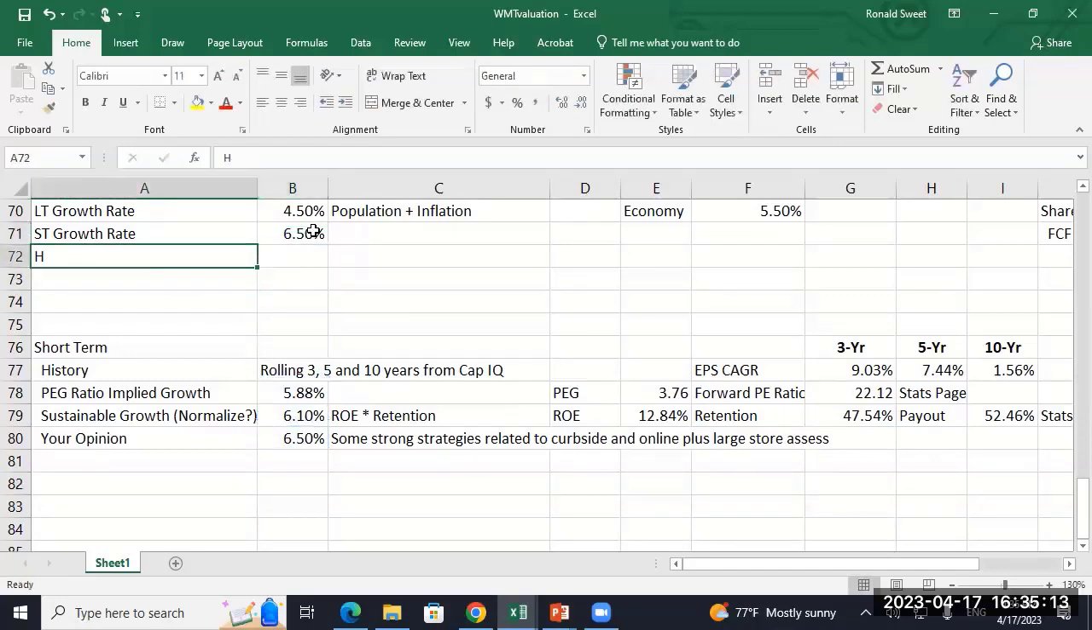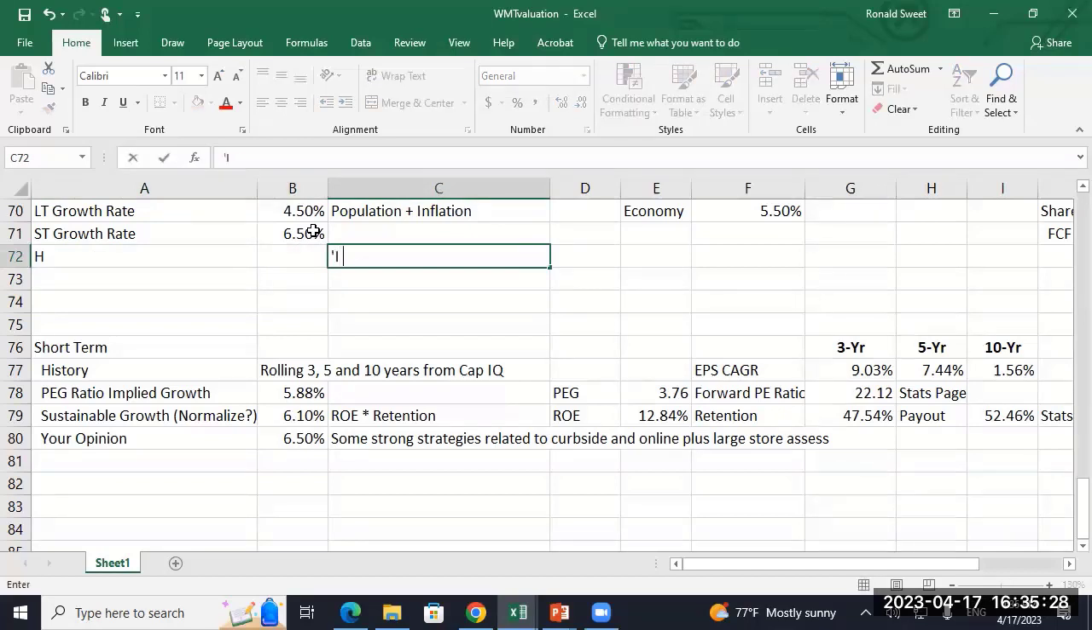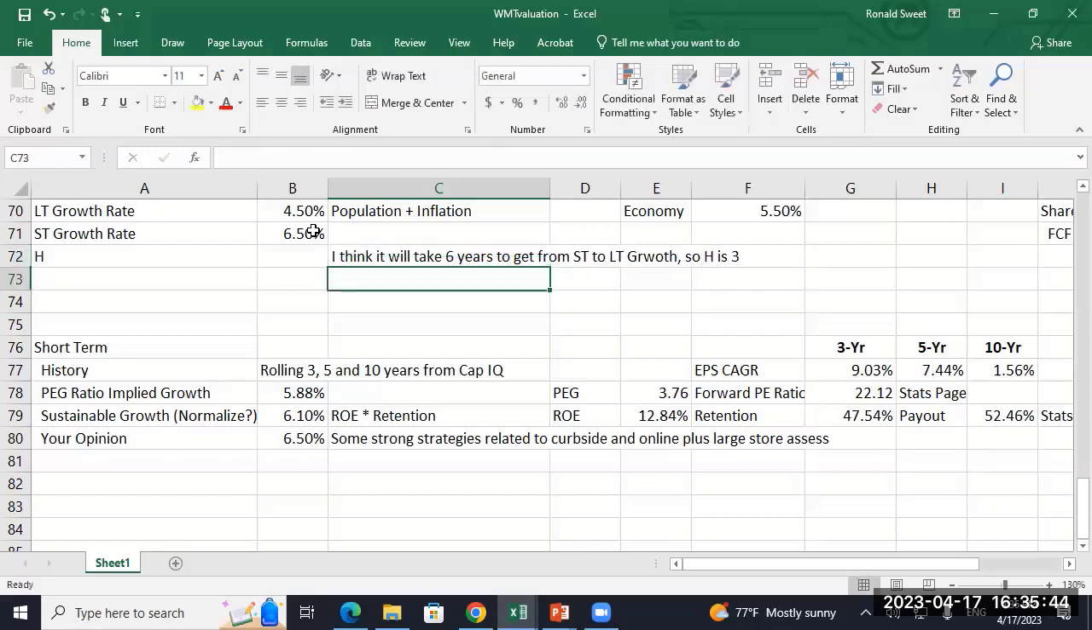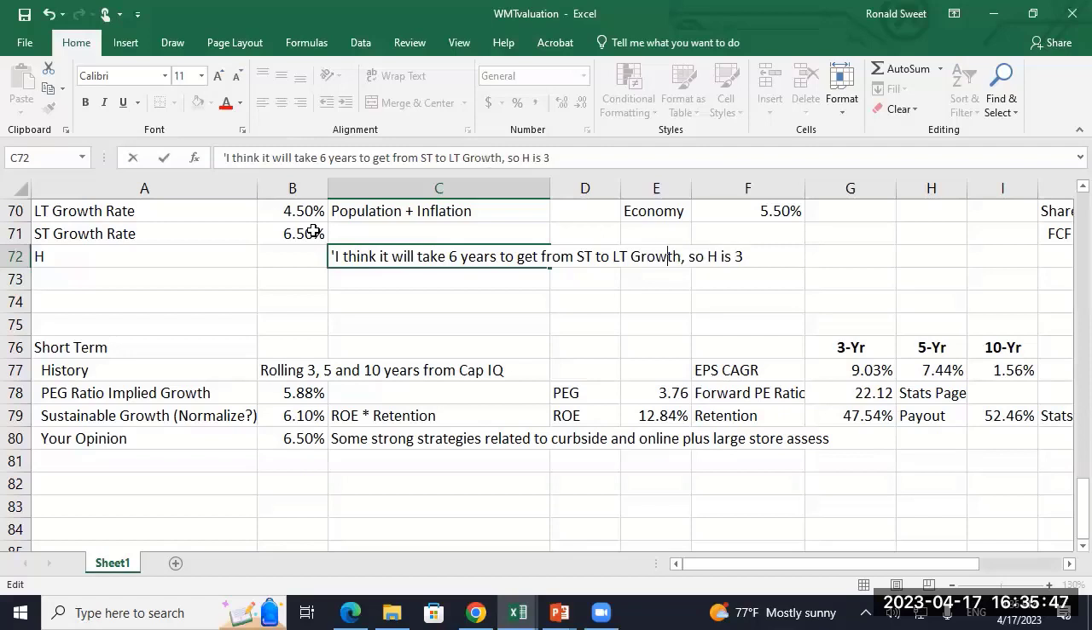Then the H. All right, this H is the hardest part, where most students, probably half the class, get zero credit on the H. Fortunately, it's the lowest weighted, so it doesn't kill you on your paper. So let me show you what students write for which they get no credit. I think it will take 6 years to get from short-term to long-term growth. So H is 3. Why don't you get any credit for that? What number do I need you to explain in that? Where did you get the 6?